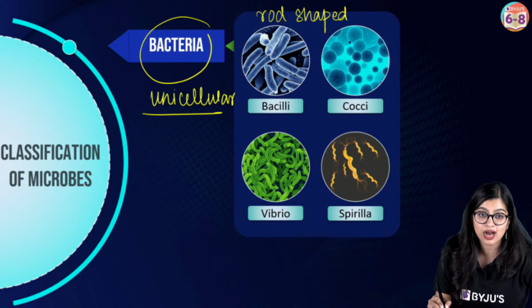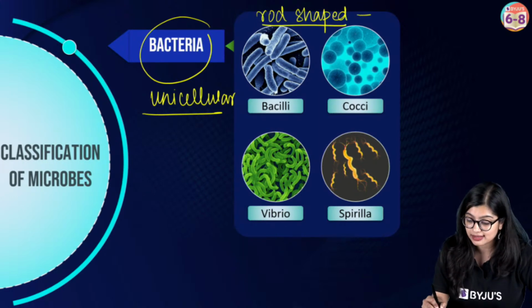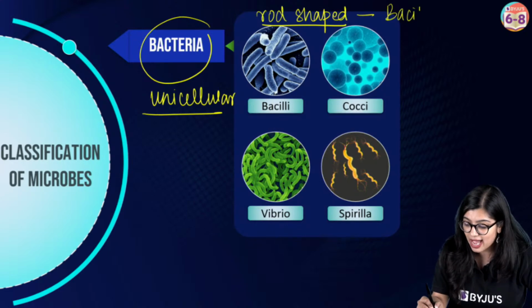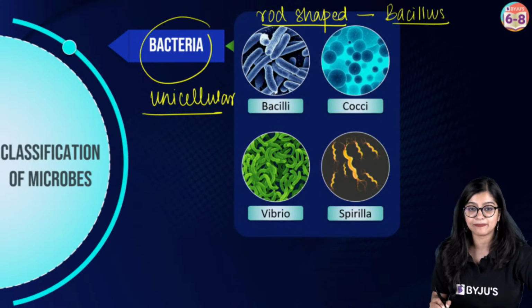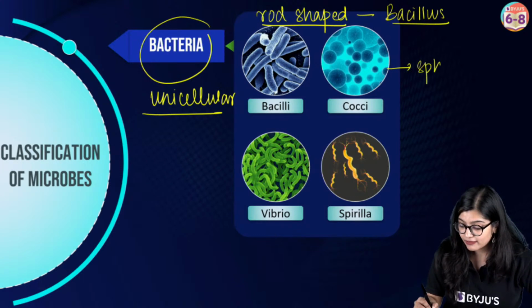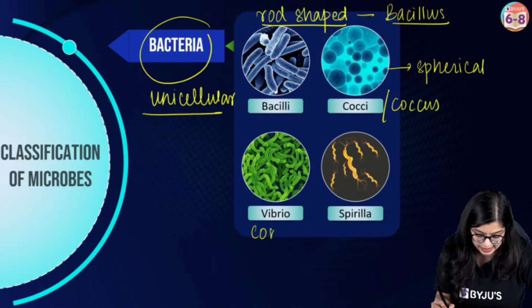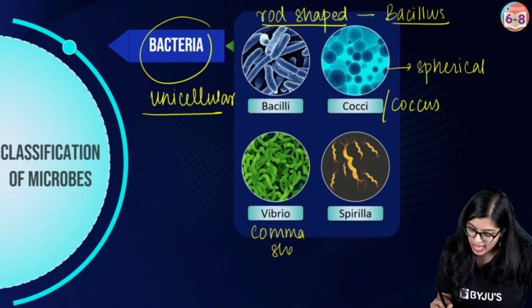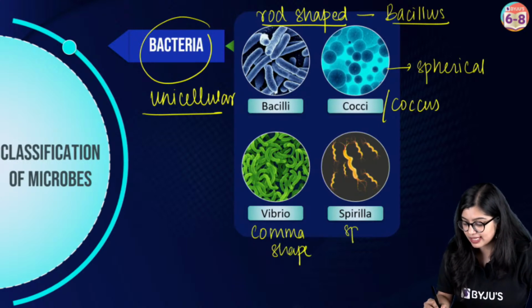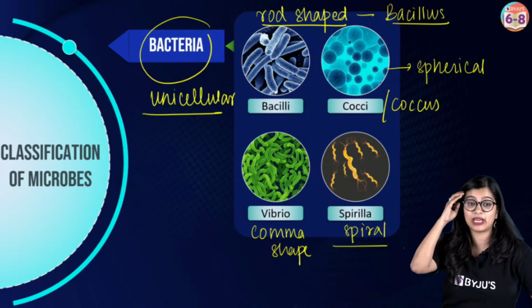So, for the student who's asking me, ma'am, what is bacilli or what is bacillus? Rod shaped bacteria have the name bacillus in them. If they are circular or spherical in shape, we say that they are cocci, or we say they are coccus in shape, right? Vibrio means they are comma shaped, and if they are spiral shaped, we say that they are spirilla. This is some extra information.